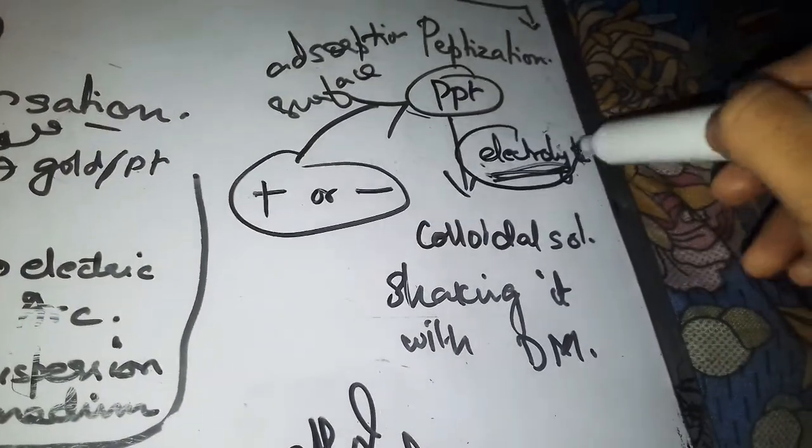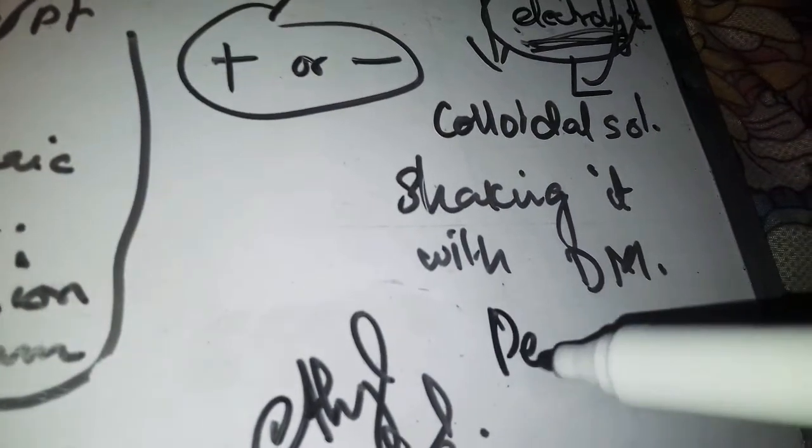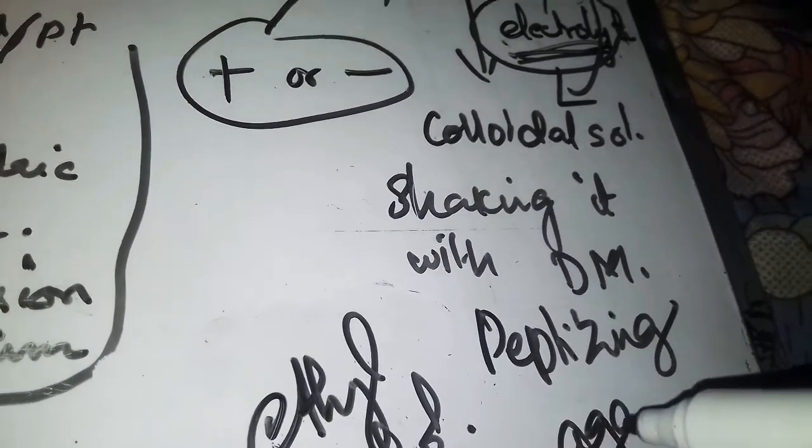So that electrolyte which is used to convert the precipitate into the colloidal sol is what we call the peptizing agent. Okay, hope it's clear. Thank you.